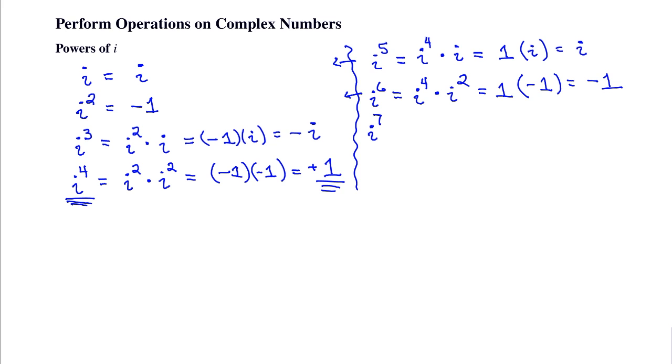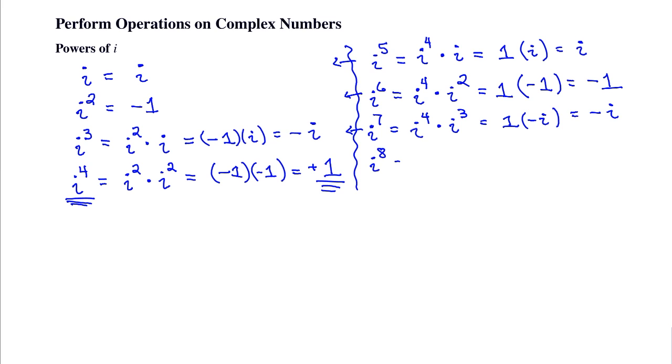What about i to the 7th? Again, we split off i to the 4th. So it's i to the 4th times i cubed. It's 1 times -i, which is equal to -i, which is the same as i cubed. Hopefully you're seeing the pattern here.